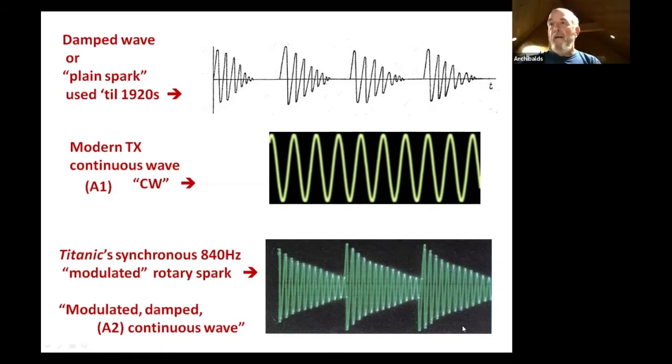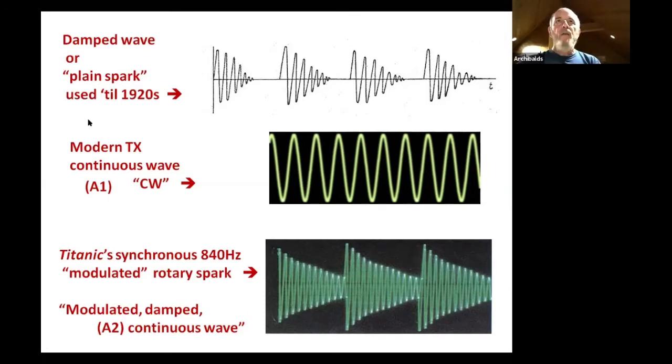When the Titanic left, an operator in any other ship would know that when he heard that musical tone, he was listening to either the Titanic or the Olympic, the Titanic's sister ship, which had been launched the year before, because they were the only ones in the air that sounded like that. Actually, back in this day, there were dozens of different transmitter designs, and they all sounded different. So if you were an experienced operator, you could tell a great deal just by the sound of the signal.